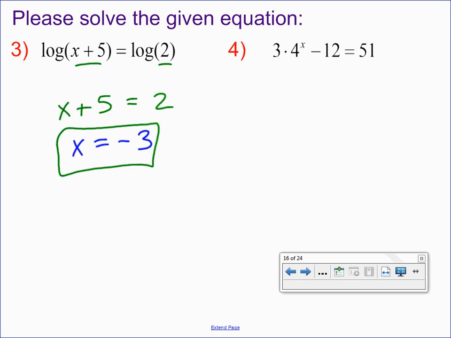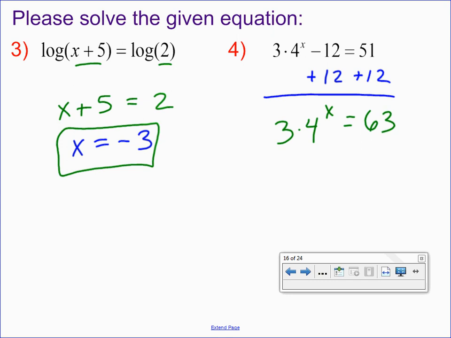And in 4, no logarithms at all. So I'm not going to be condensing logarithms here or using the one-to-one property. Instead, we've got to isolate that exponential through addition or subtraction, multiplication or division, and then take the log of both sides to get that variable out of the exponent. Let's do it. Well, best first step: plus 12, plus 12. Next step, divide both sides by 3 to isolate the exponential.